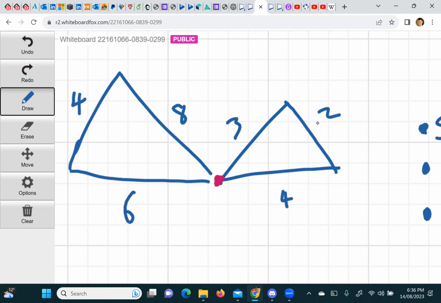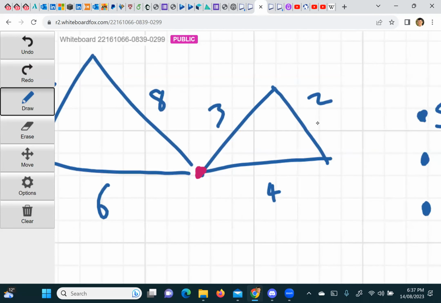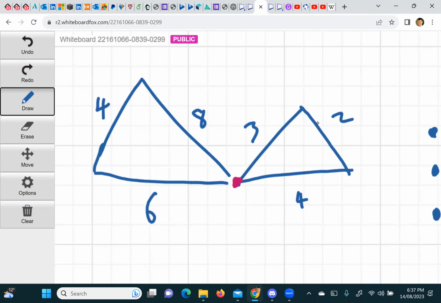Okay, so you rotate it and you stretch it, yeah? Or shrink it, okay? That's what a spiral similarity is. I should also mention this is smack in the middle of intermediate geometry, okay? So this is tested on the senior contest.